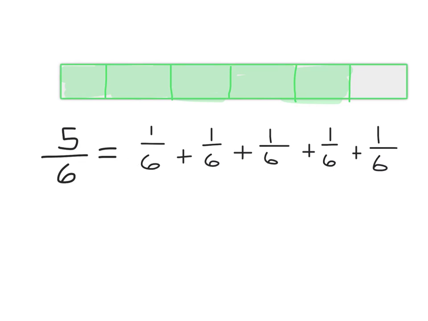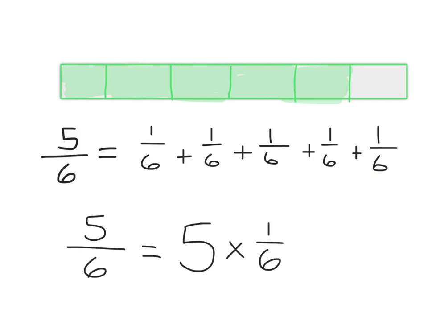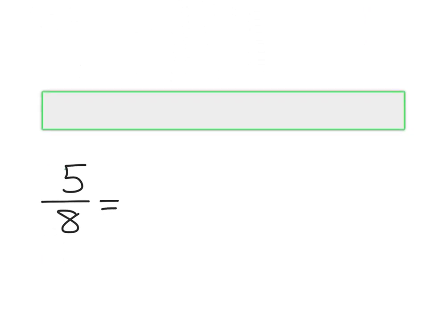So let me rewrite this as a multiplication sentence because repeated addition can be converted to multiplication. So 5/6 is equivalent to 5 times 1/6. All right, let's do another one for an example.